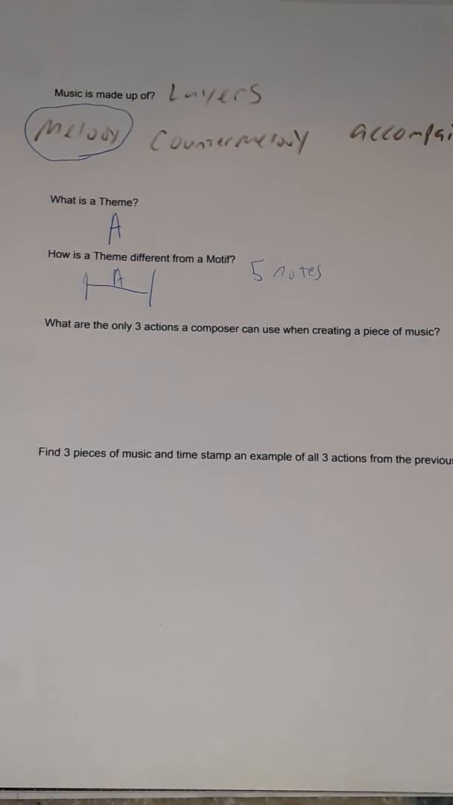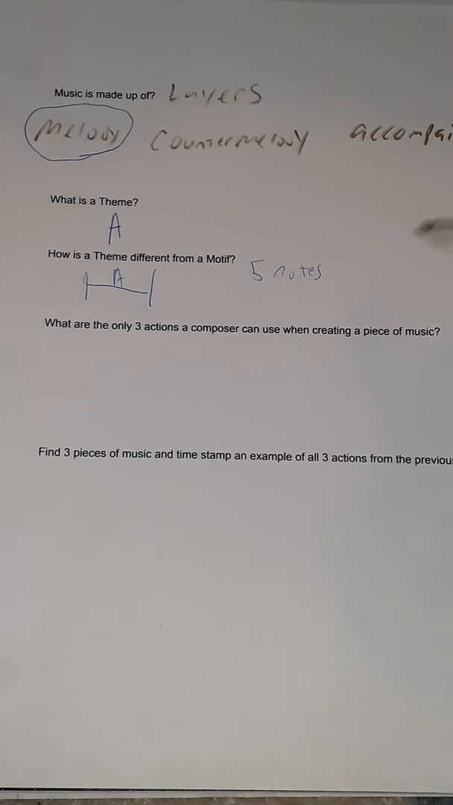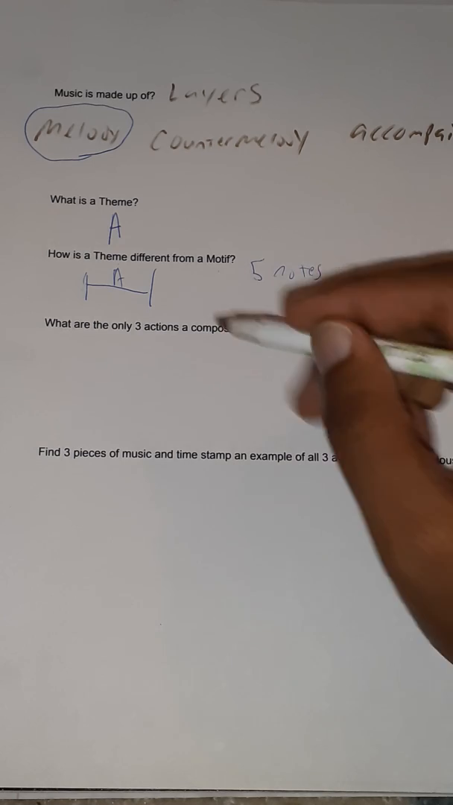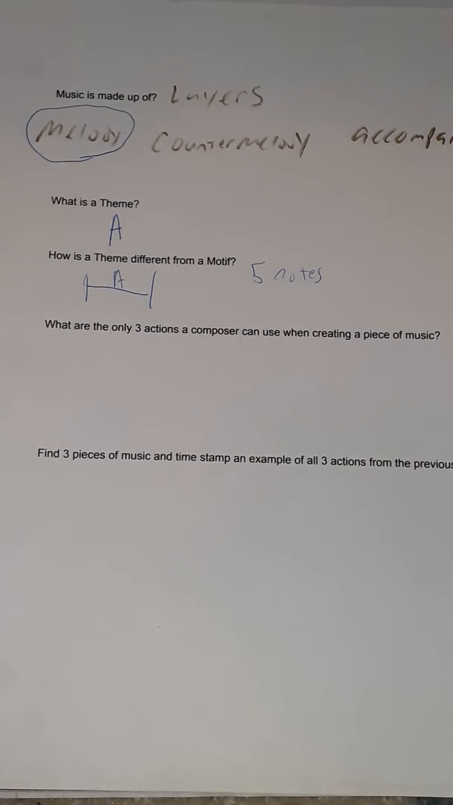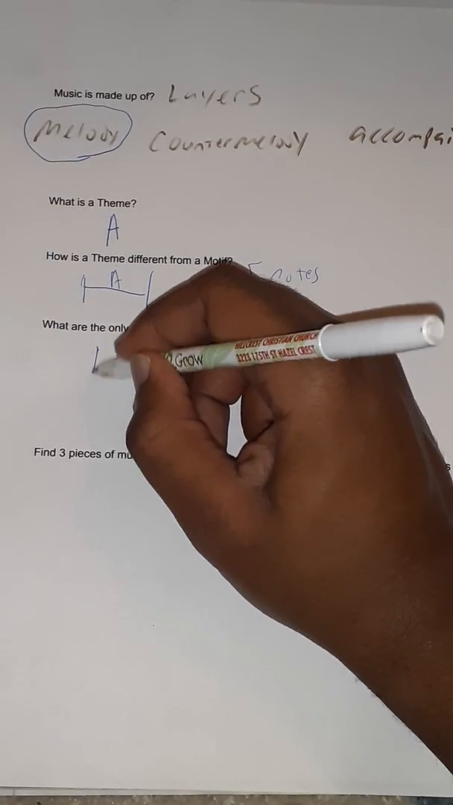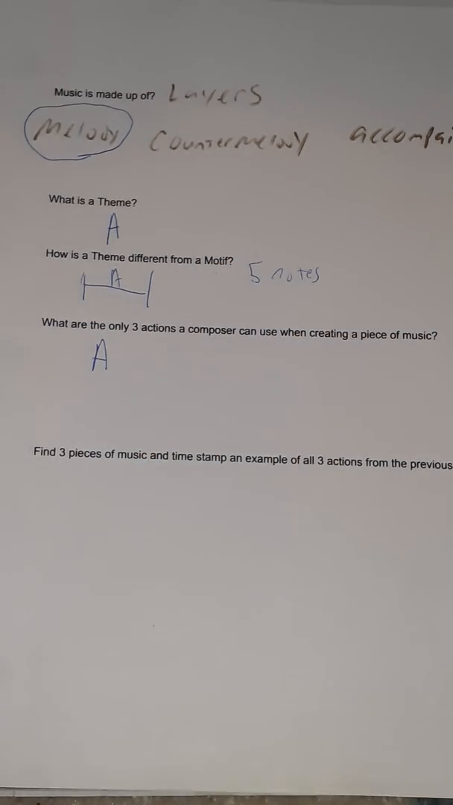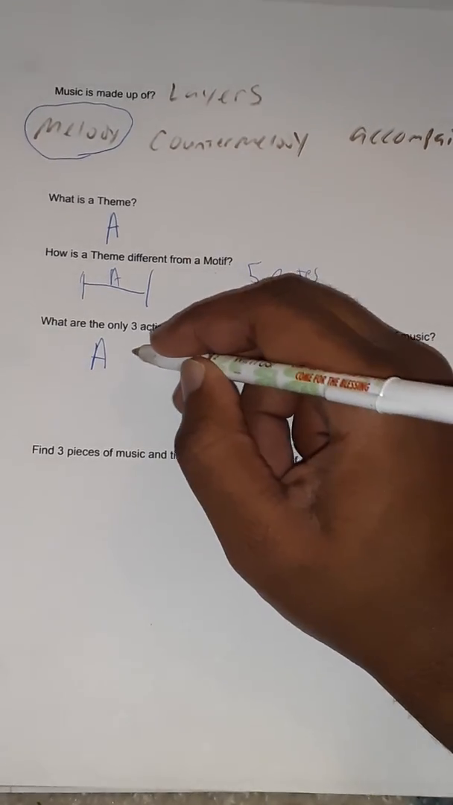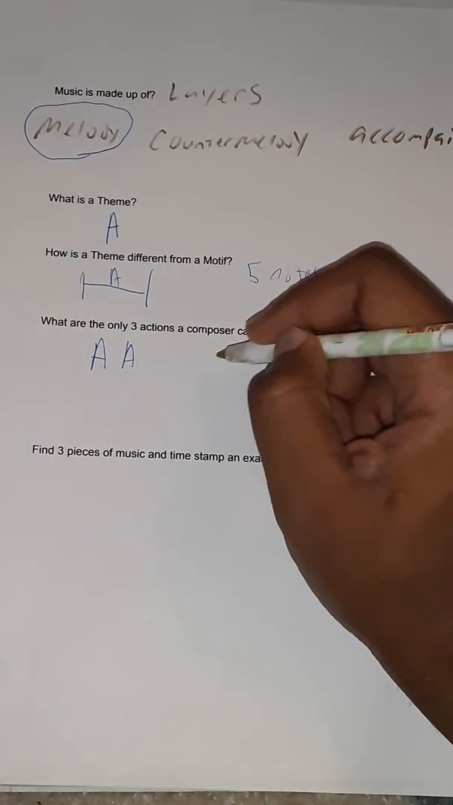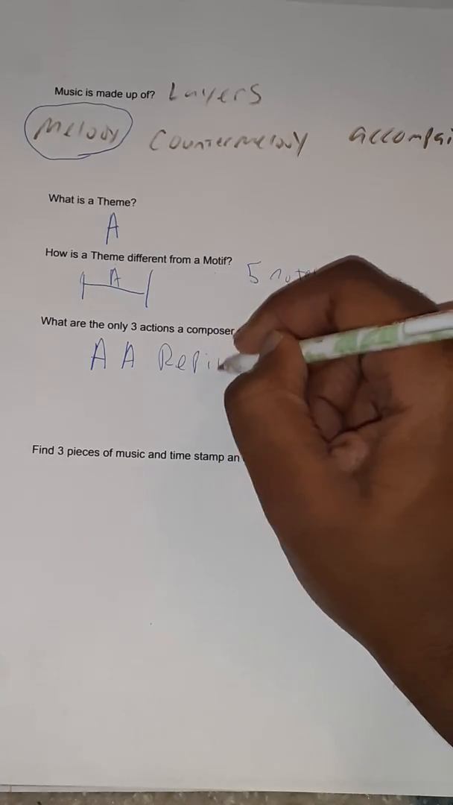The only other thing you really need to understand from the notes is that there are 3 actions a composer can use when creating a piece of music. First, you have to start with a musical idea. If you're going to create a piece of music, let's call that musical idea A. That's our theme. It's in the melody. The only thing I can do after A is another A. That's called repetition.